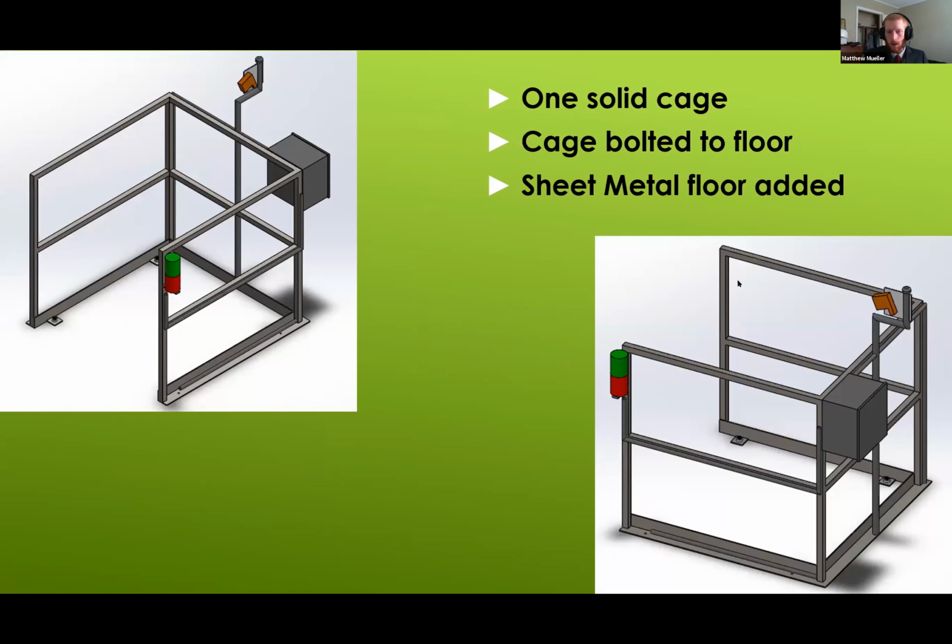to see. All right, next we're going to go over the final design of our project. We did one solid cage that's welded together with carbon steel to be bolted to the floor. A piece of sheet metal would go over the tabs on the four corners that you can see on the bottom here.